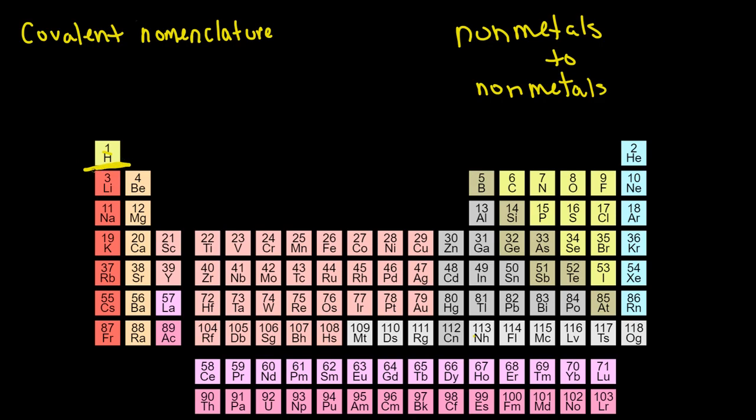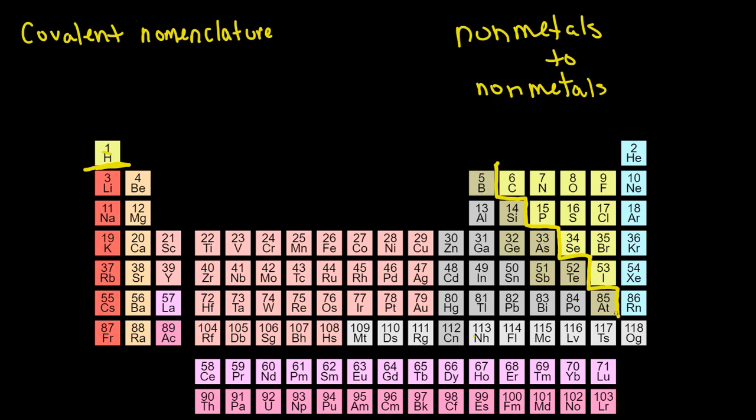Hydrogen is your first nonmetal. It's over there by itself in the corner. Then your other nonmetals, if you look at boron and carbon and you draw a line between them and then you make a staircase going down and to the right, you can separate your metals and your nonmetals. Everything to the right of the staircase is a nonmetal. Everything to the left of the staircase, except for hydrogen, is a metal.